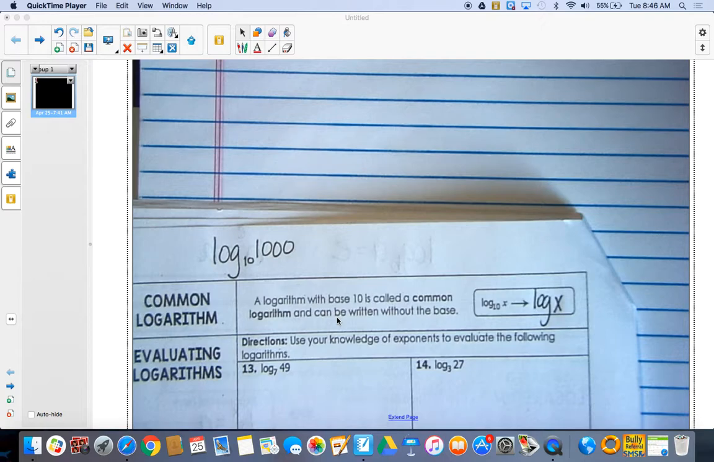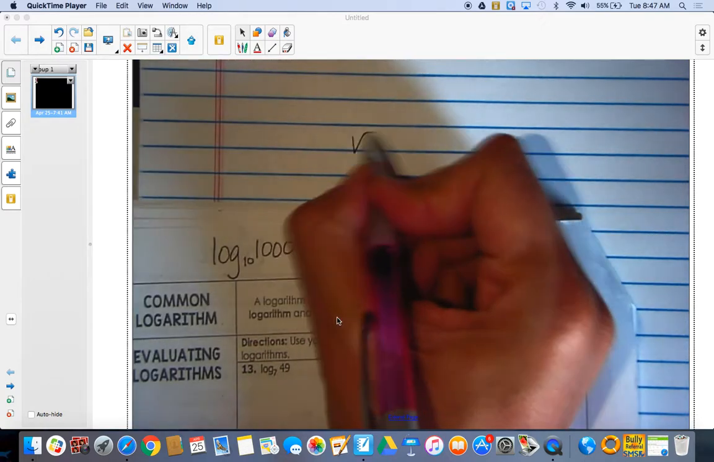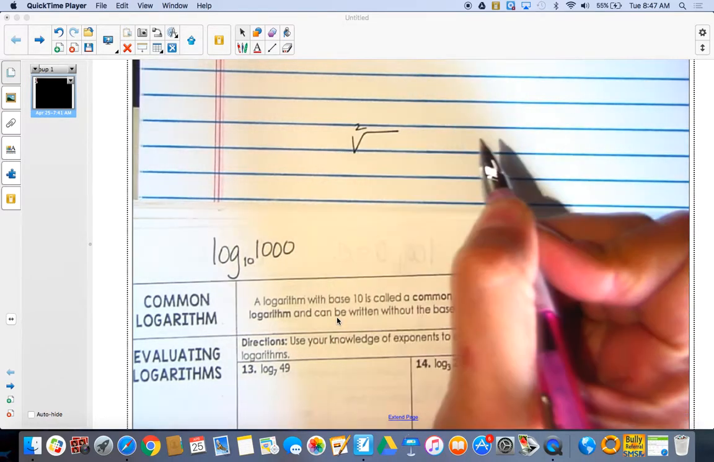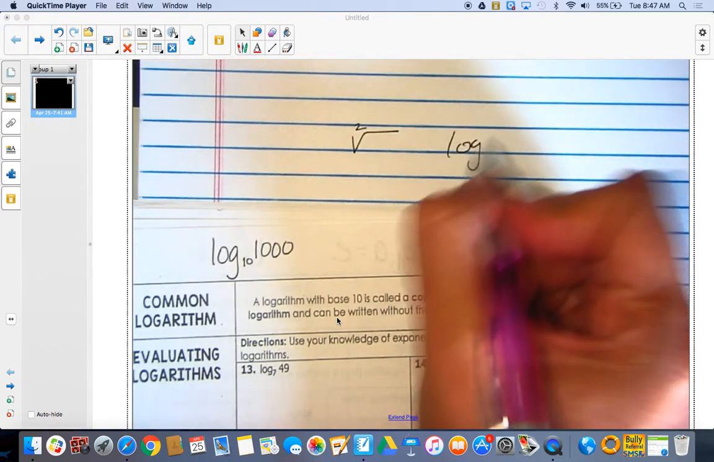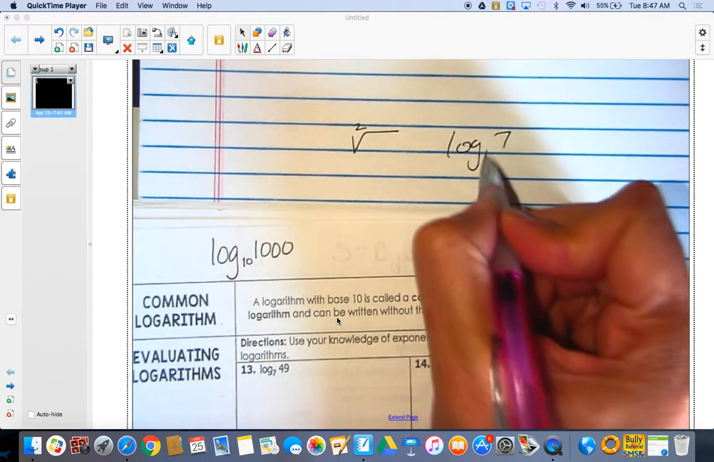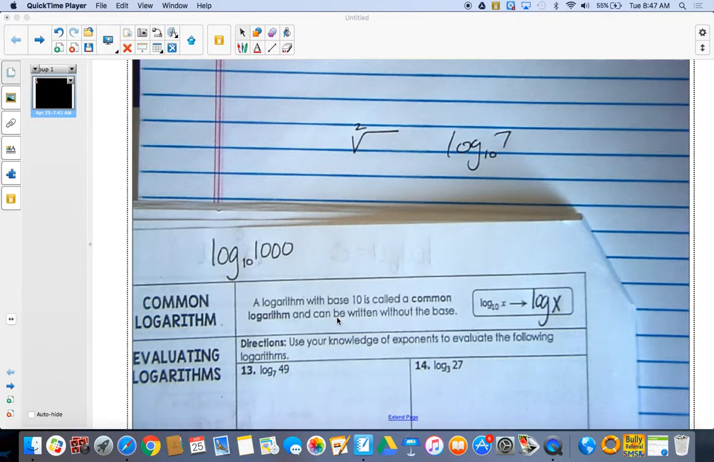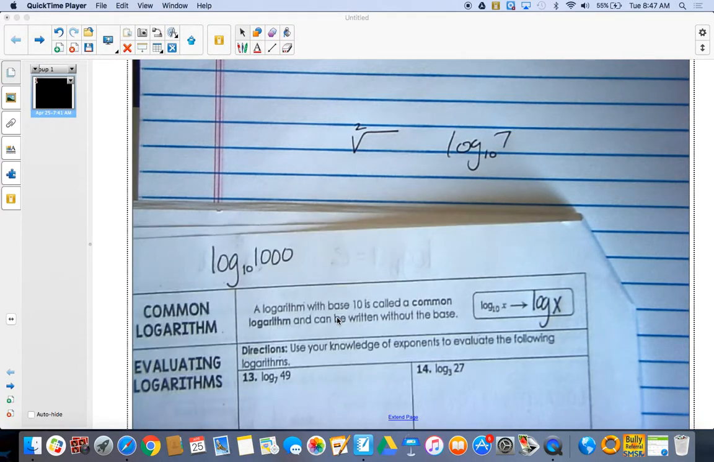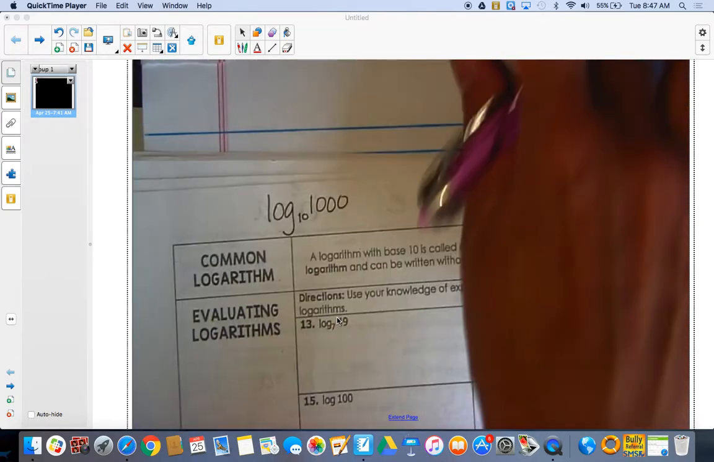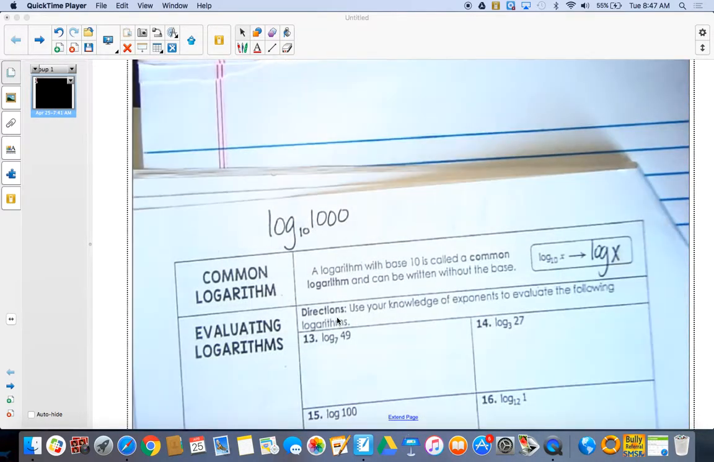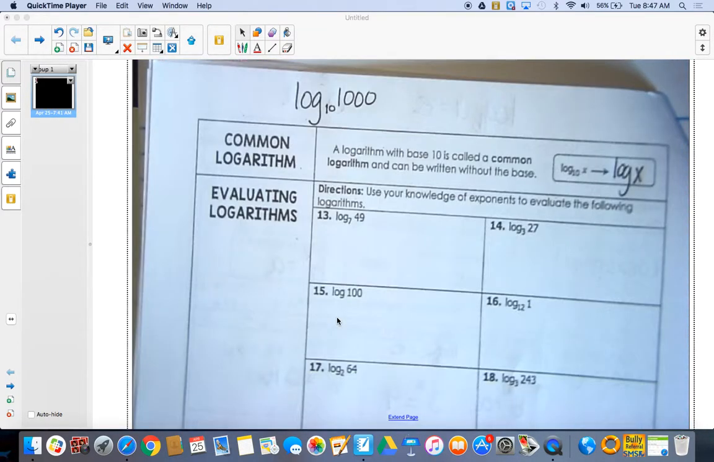It's just like when you see an x, you know the coefficient is 1. When you see a radical with no number, we know it's 2. So when you see a log like 7 and there's no base, the base is 10. Okay, that's what a common log is. So now we're going to evaluate these. I want to show you how to do it mentally.